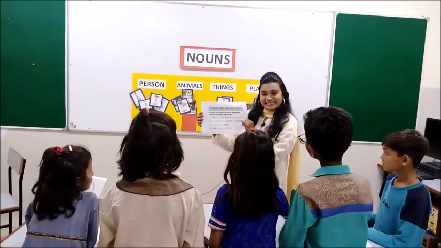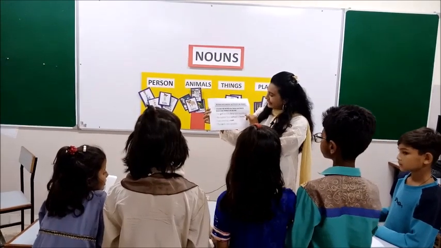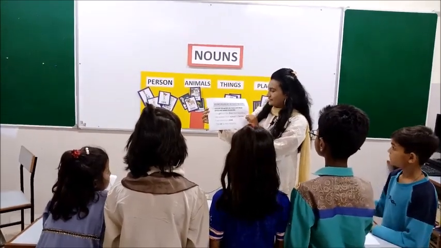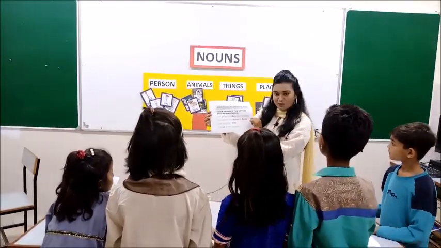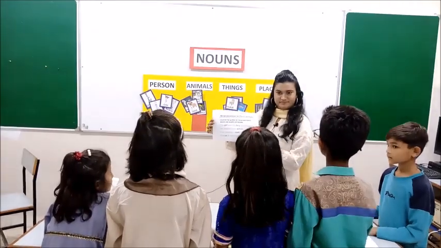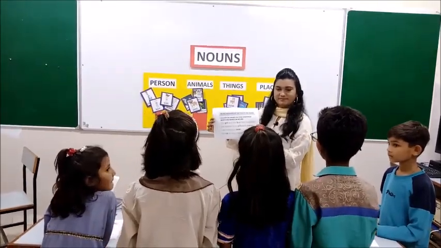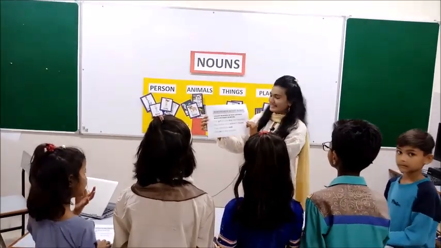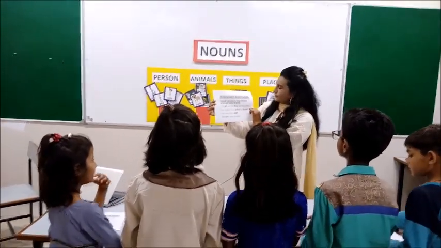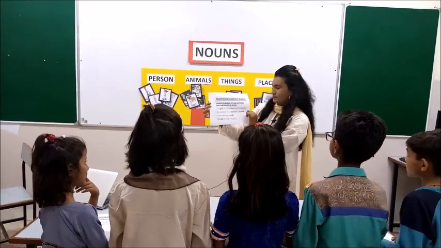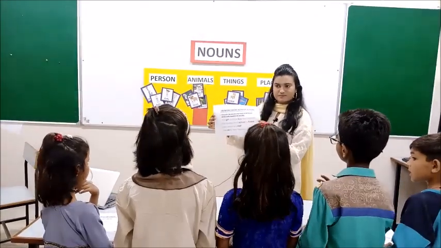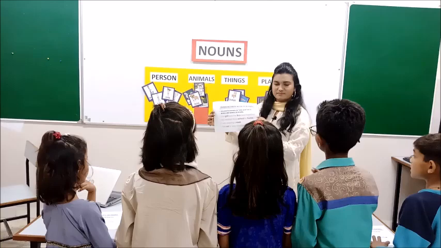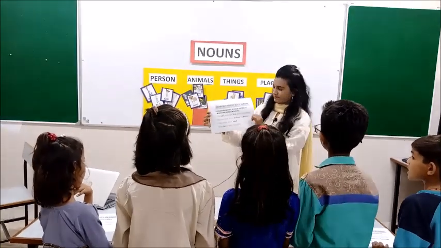The first sentence is: the girl and the boy read together. How many nouns are there? Two nouns, boy and girl. Very good. And the second sentence is: we walked from school to home. There are two nouns, school and home.